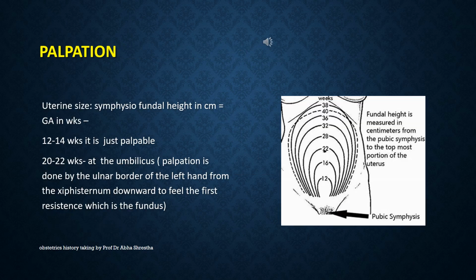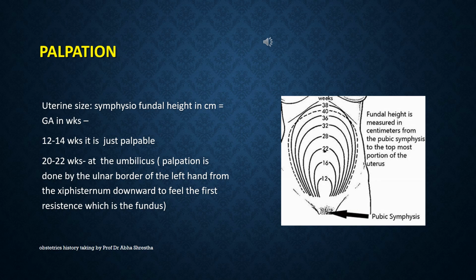When we palpate a gravid uterus, we should look at the uterine size. The symphysiofundal height should be measured in centimeters with a measuring tape, and it should correspond to the period of gestation in weeks. When the uterus is 12 to 14 weeks, it will be just palpable above the symphysis pubis, as shown in the figure.